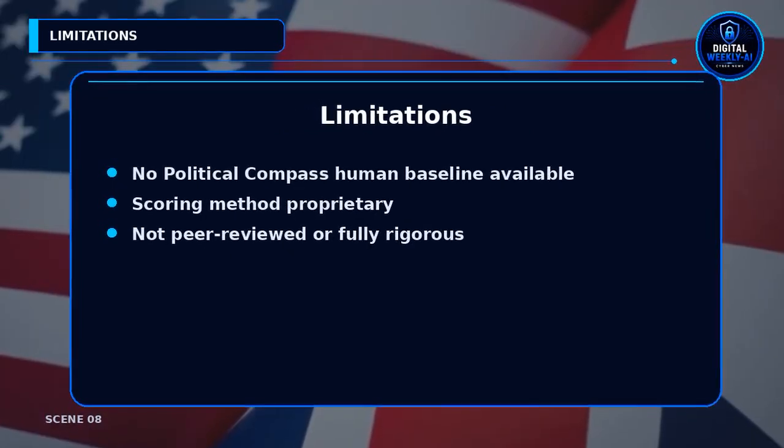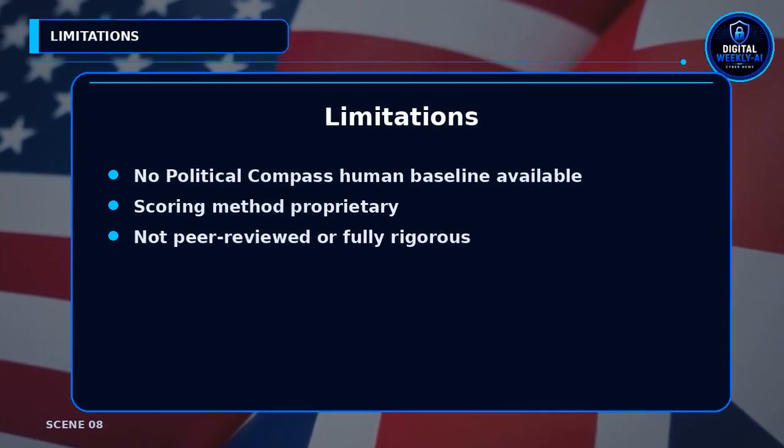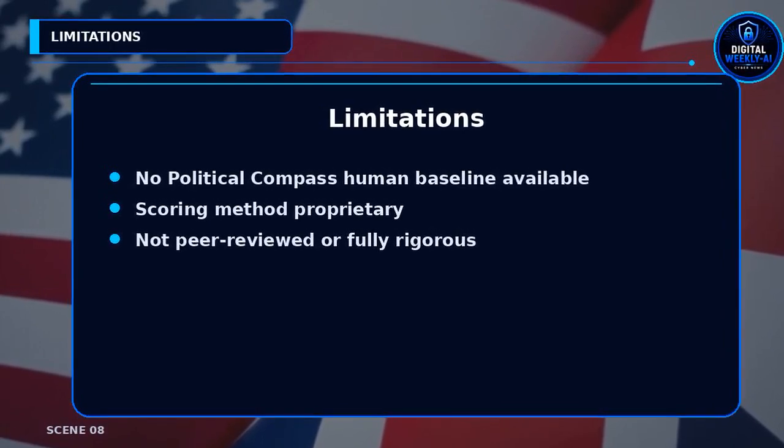Key limitations: Unslop cautioned the work lacks full academic rigor. Political compass scoring is not public and has no human baseline. The experiment used repeated prompts, not human label calibration. Results are comparative, not definitive statements of political truth.